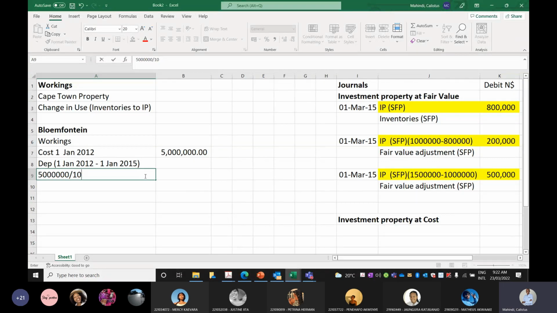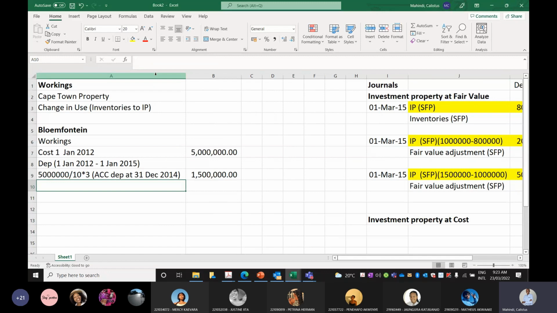And this property has been depreciated for 3 years. So it's 5 million divided by 10 times 3 years. So this amount is our accumulated depreciation at 31 December 2014. So we're depreciating for 2012, 2013, and 2014. So that's the accumulated depreciation at the beginning of the year.